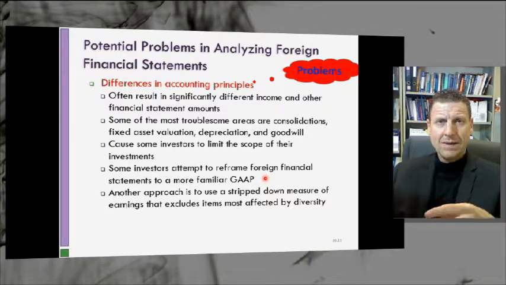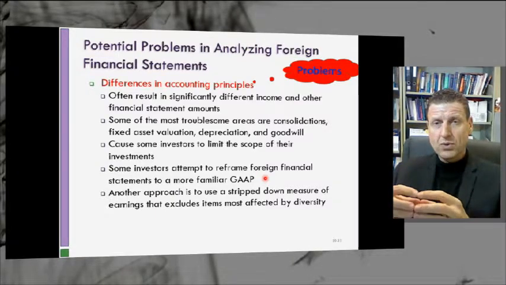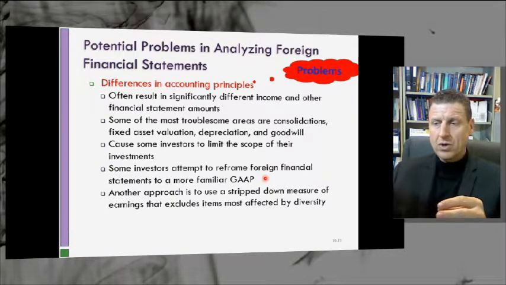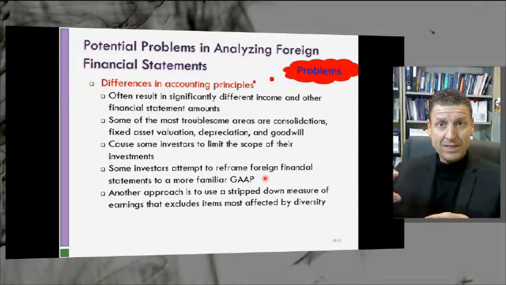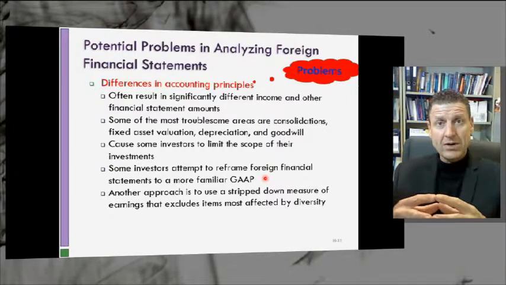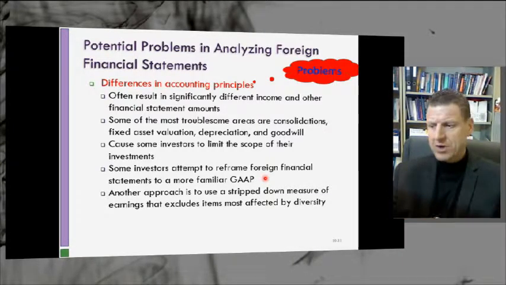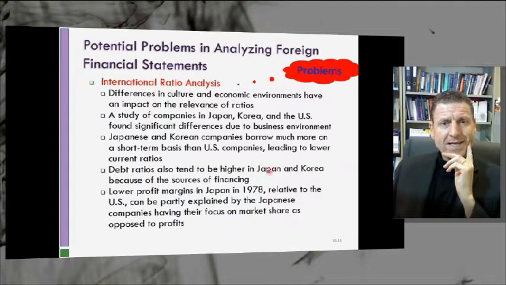But then that may not tell you the full picture of the company in terms of how it generates income from year to year. And is that ability to generate income growing or is that decreasing? This may be the information you're looking for, but it may not be showing up with a stripped-down measure of earnings. What about international ratio analysis?